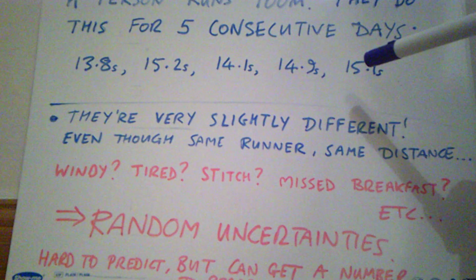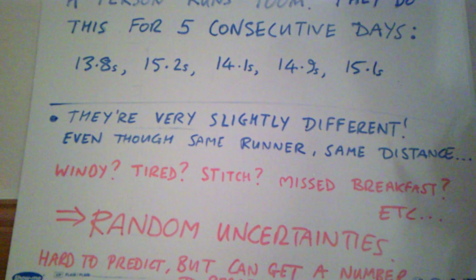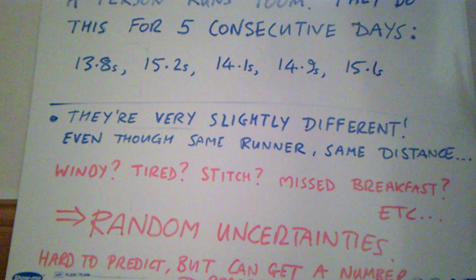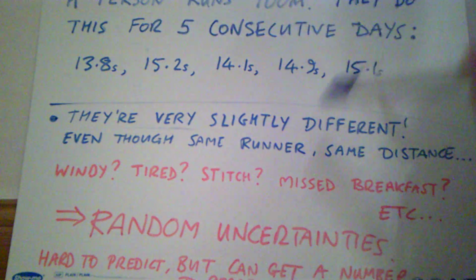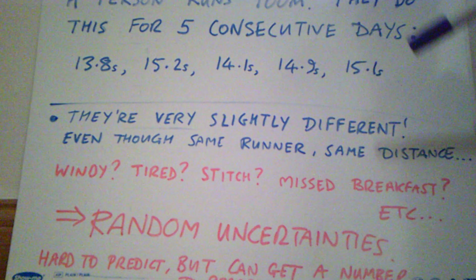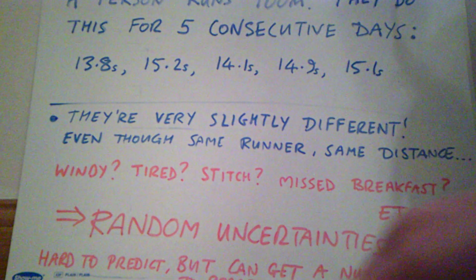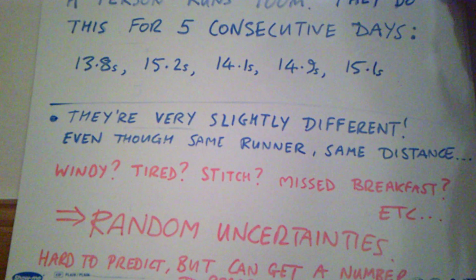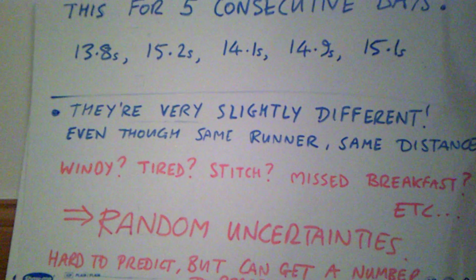Even though theoretically, because it's the same thing happening in the same way, they should be the same, because of these random effects, the same measurements in exactly the same way give you different outcomes. Now, as it says here, you can guess a number to represent the size of the random uncertainties affecting your reading.